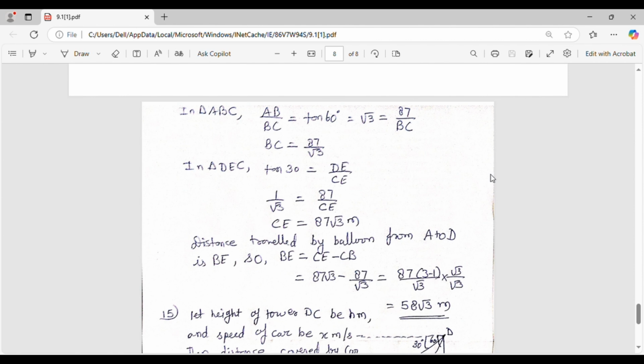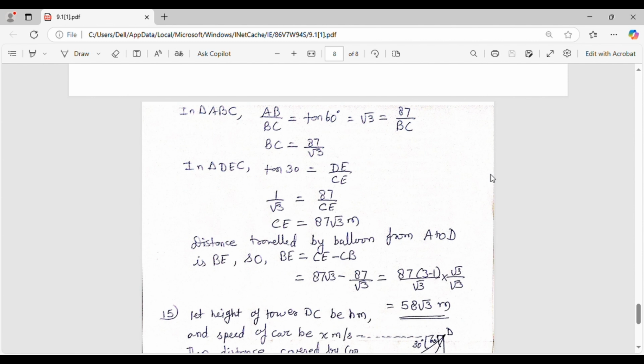So distance traveled by balloon from A to D is BE. So BE is 87 root 3 minus 87 upon root 3. So after calculating it and rationalizing the denominator, we will get BE as 58 root 3 meters.